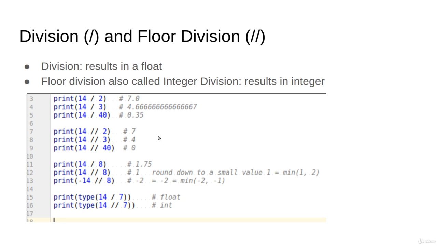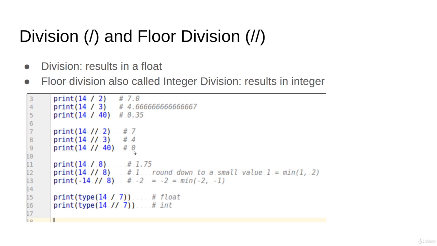Now, coming to floor division, or what we call integer division, it means to discard the fractional part. For example, when we divide 14 by 3, we have this 4 point something. In integer division, we discard this 0.6 something and we just keep the 4. So here the answer is 0.35, but here it will be just 0.